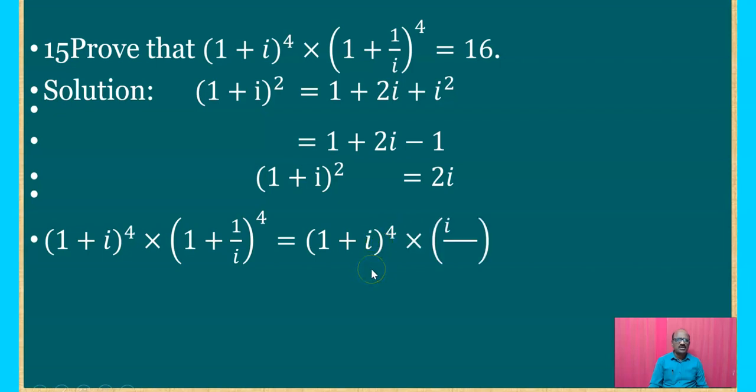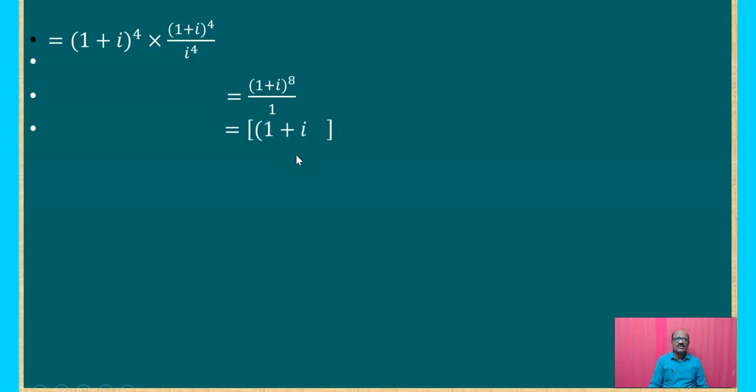1 plus i bracket squared into, if we simplify this, i plus 1 upon i bracket to 4. See this here: 1 plus i bracket to 4 upon i raised to 4. Here again the simplification: 1 plus i bracket to 8 upon i raised to 4, which means 1. That is i squared and bracket to 2. i squared is minus 1, minus 1 squared is plus 1.